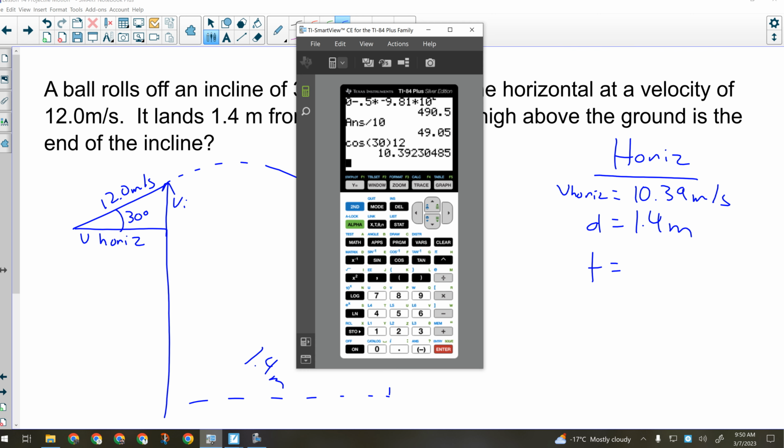So we're going to have our 10.39 divided by 1.4. Whoops, sorry, other way around. 1.4 divided by 10.39. So it's only in the air for 0.135 seconds, which is not very long. So this diagram here is not right. It's definitely not this high off the ground, but we don't know that when we start. So 0.135 seconds.